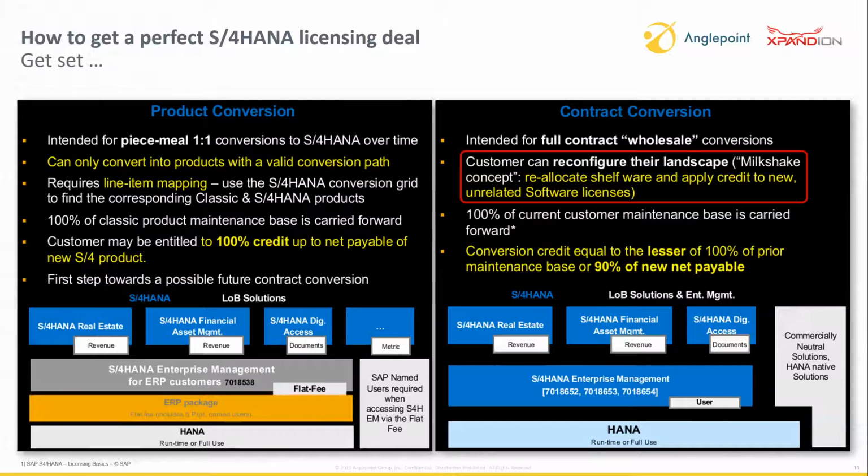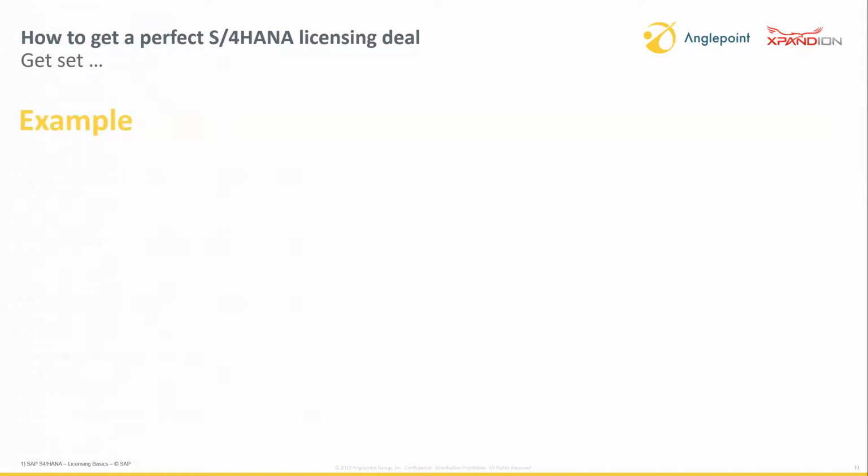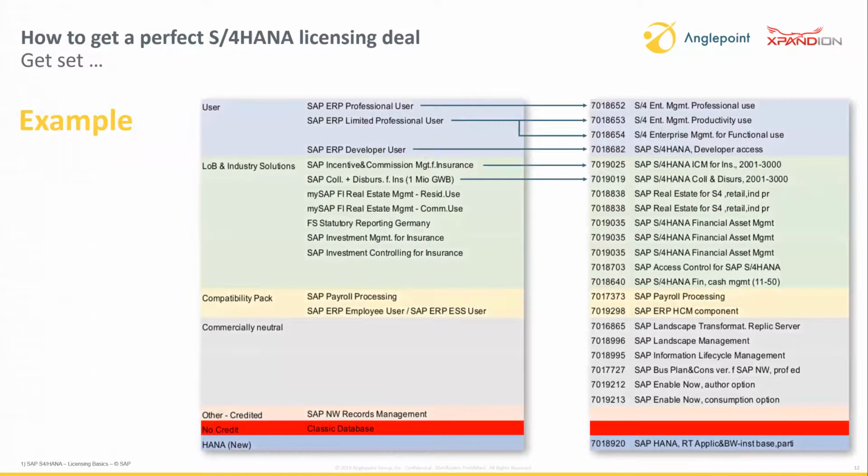But in order to know what you actually need, especially about this one option here, the milkshake concept, you should really know what you have so that you can make up your mind in regards to how you can convert it. So just to give you an example, the conversion could look like this. So you have, let's say, professional users, limited professional users, and developers. Most customers have employees and worker users and other named user license types. And then you have those line of business or industry solutions and other packages that you use.